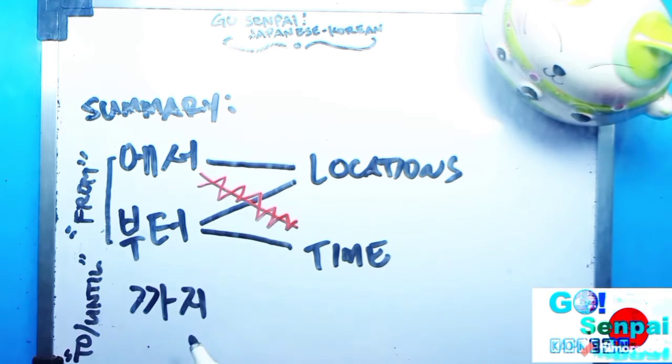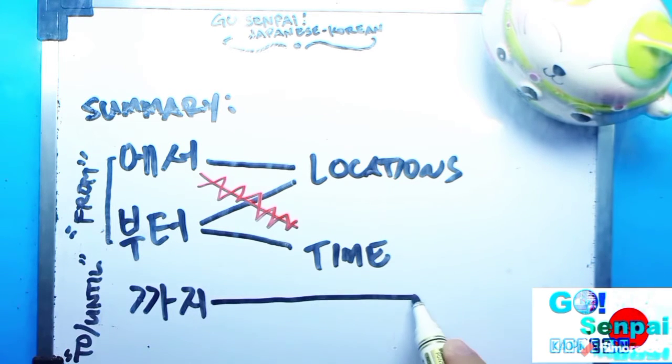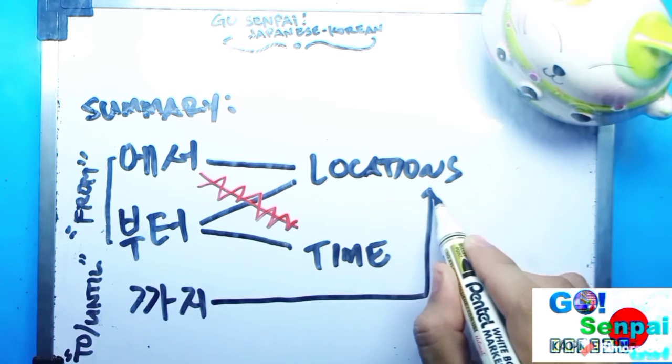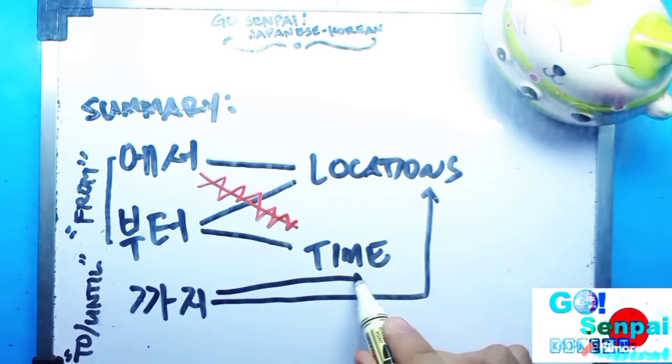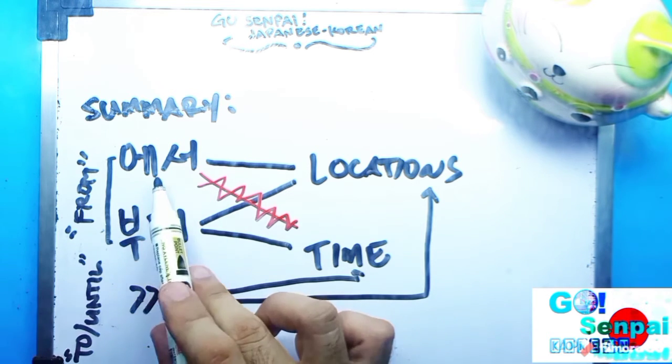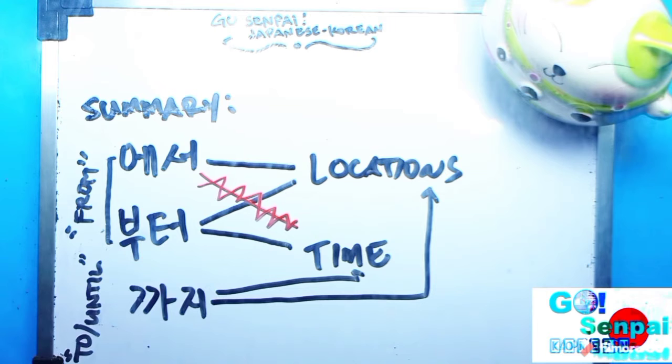So kaji in English means to or until, and we can use this for both locations and time. So we don't have a problem here. Okay, so that's all for eso, buto, and kaji. So let's proceed now to how to say to someone and from someone.